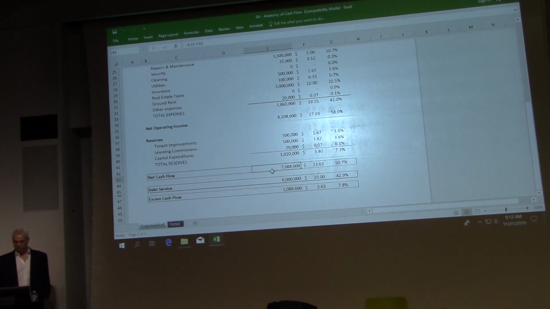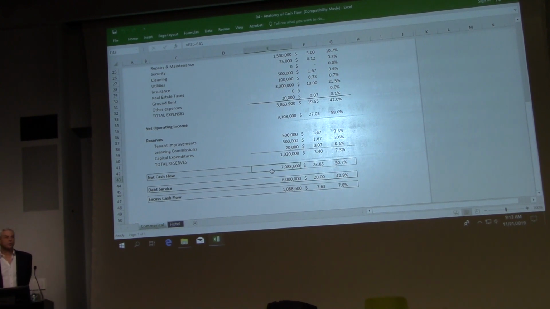You could increase the TI and LC. Here we have $1 million, let's say we need an additional $1 million to solve. If you increase the TI and LC, you would end up with a net cash flow lower by $1 million, call it $6.1 million instead of $7.1 million. So you can solve it two different ways. You can reserve it up front out of total proceeds, or you can trap some of the excess cash flow.